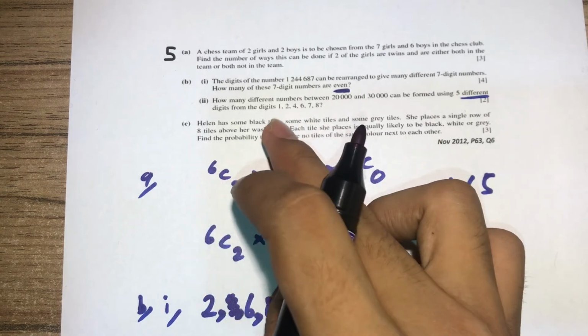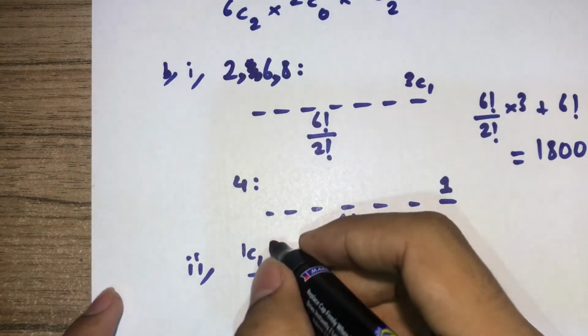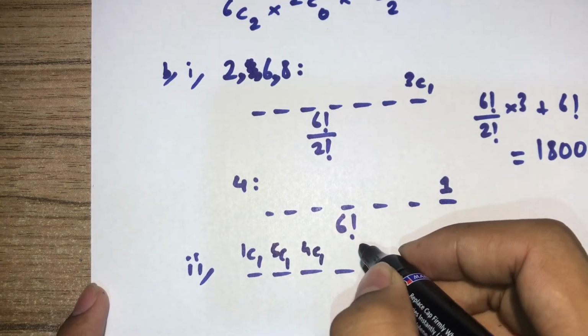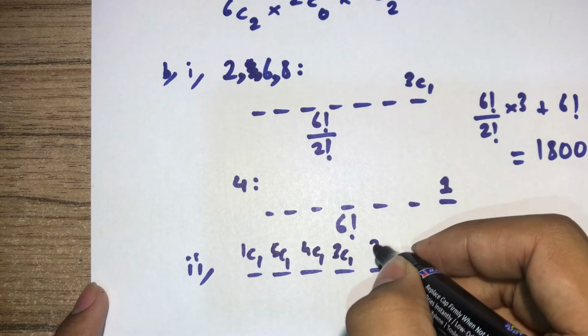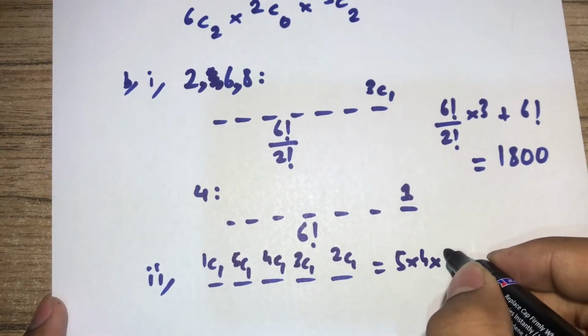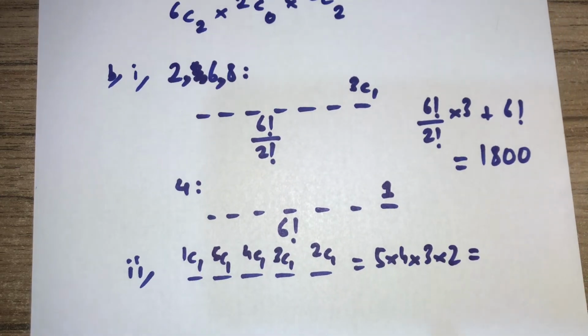So if 2 is gone, we have 1, 2, 3, 4, 5 more possibilities. So for this second digit, we have 5 possibilities. For the next one, we have 4. For the next, we have 3 and then 2. So it's 5 into 4 into 3 into 2, which is equal to 120.